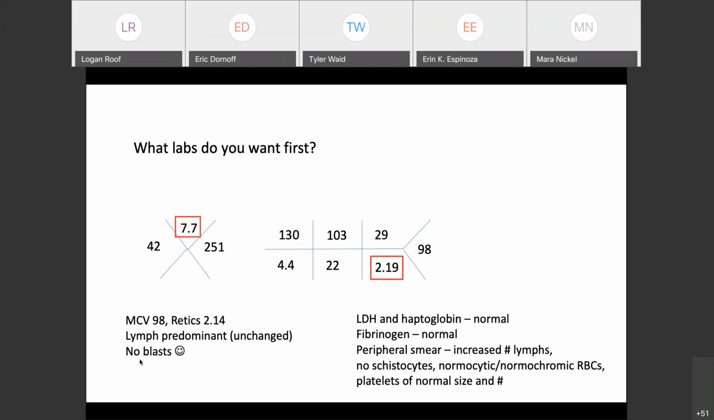Peripheral smear finally comes back, and it's got just an increased number of lymphocytes, maybe some smudge cells, no schistocytes, normal RBCs, and the platelet size and number are normal. So the one thing that you're really missing is the coags, and I left that out towards the end because I want you to be thinking, hopefully that's the one thing you really need. So you see that the PT is normal, the PTT is high. The upper limit of normal for PTT is about 30 or 35. So that's definitely outside the range of normal.